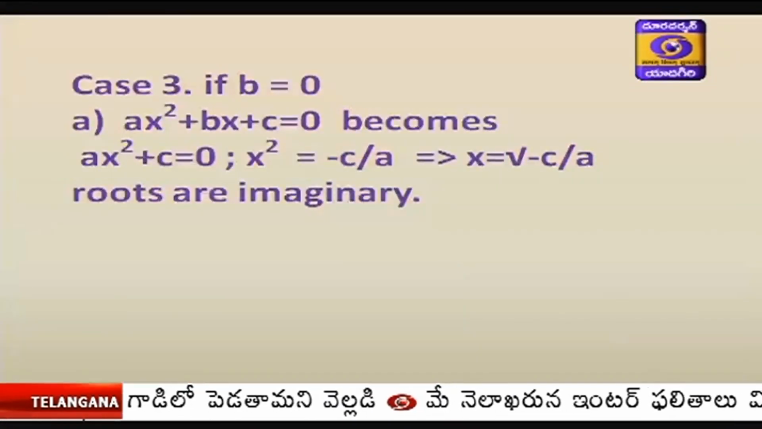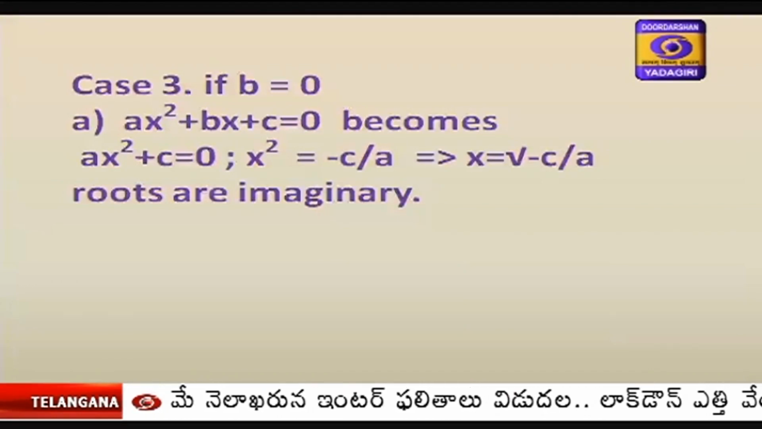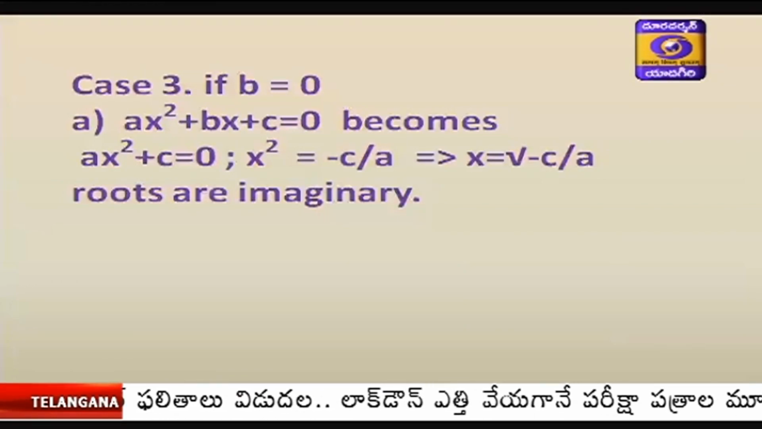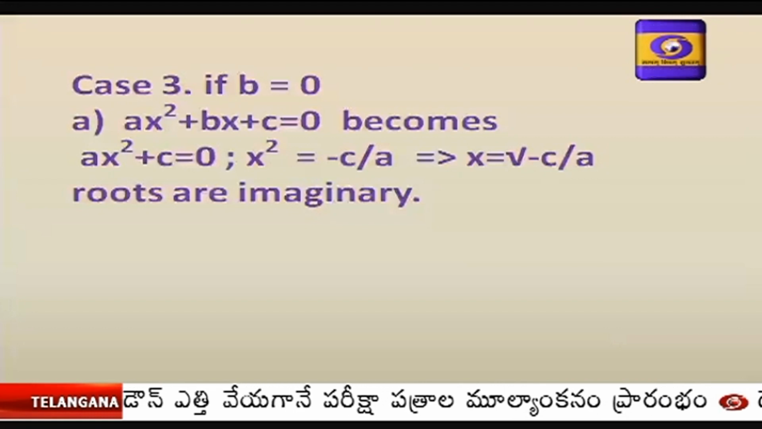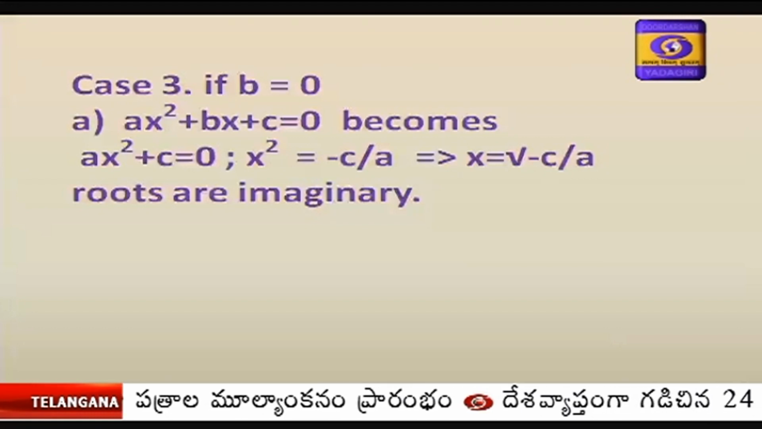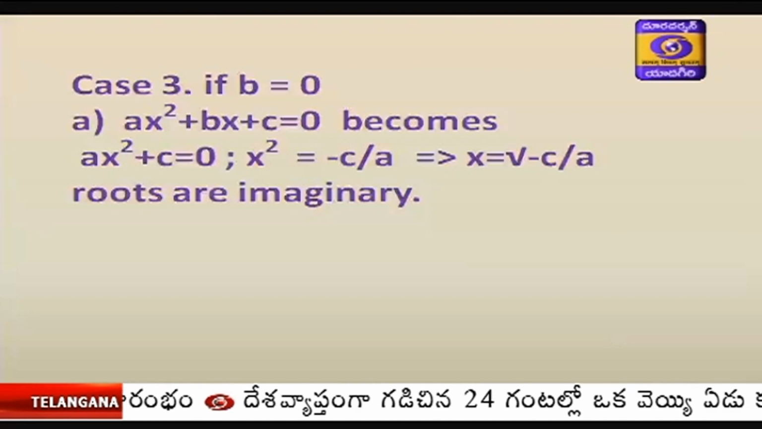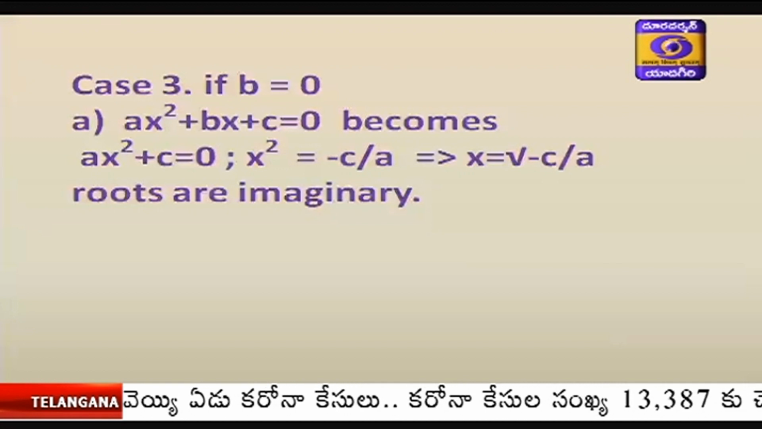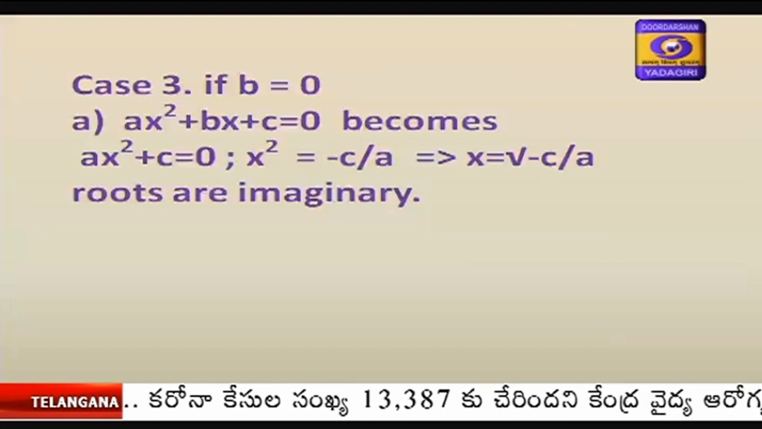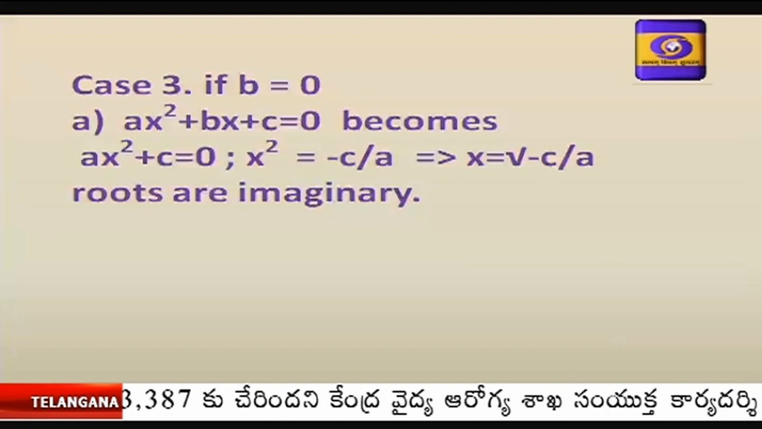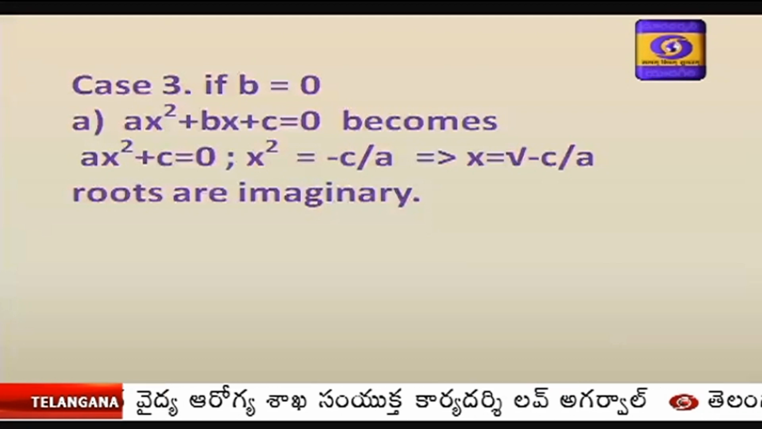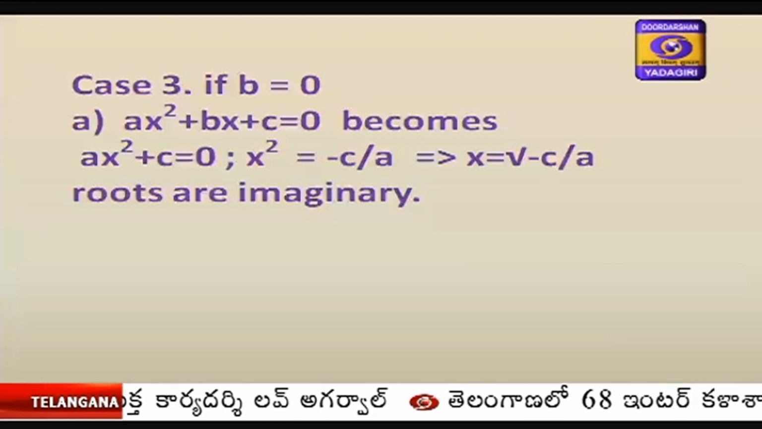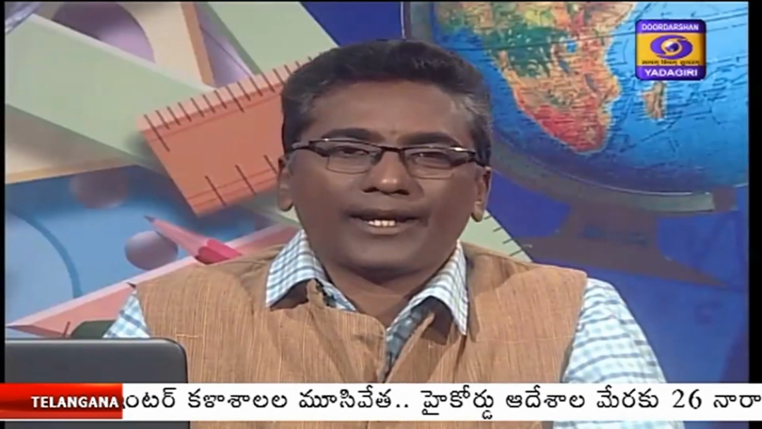Then we will consider one more condition, case 3. If b = 0, then ax² + bx + c = 0 becomes ax² + c = 0. That is, x² = -c/a, which implies x = √(-c/a). In the real number world, we do not have such a value. There the roots are imaginary and do not exist.